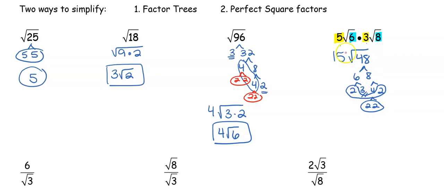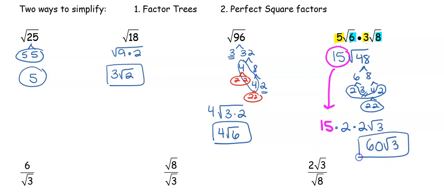Now, one common mistake is forgetting about that 15 that was already there. Don't forget about that 15. So it becomes 15 that was already there. I'm bringing out one group of 2s. I'm bringing out a second group of 2s. And then I have a 3 left over on the inside. So it's 15 times 2, which is 30. 30 times 2. And my answer is going to be 60 root 3.